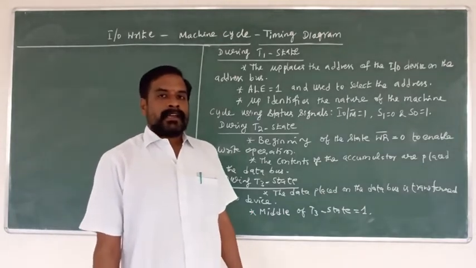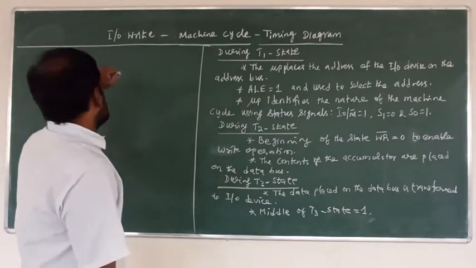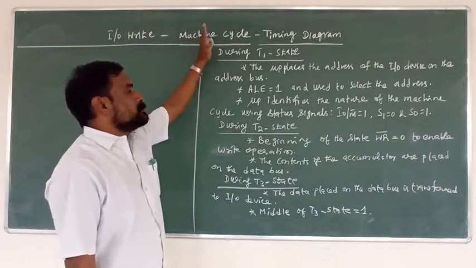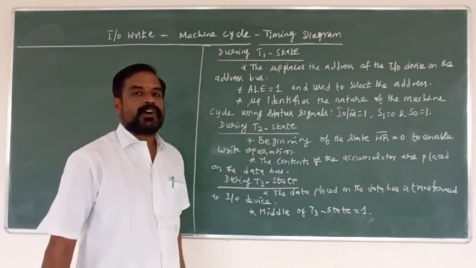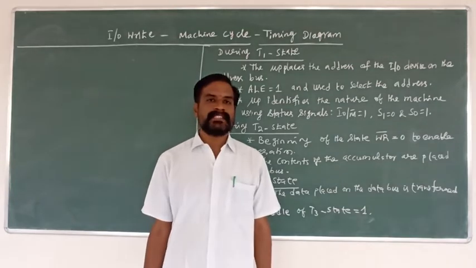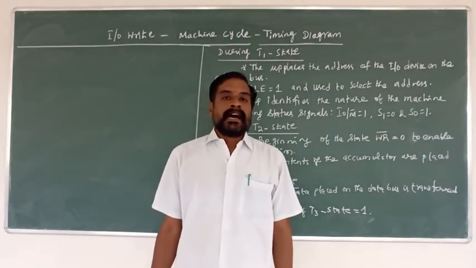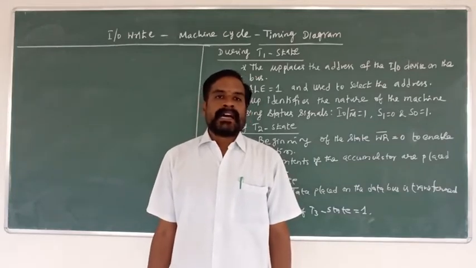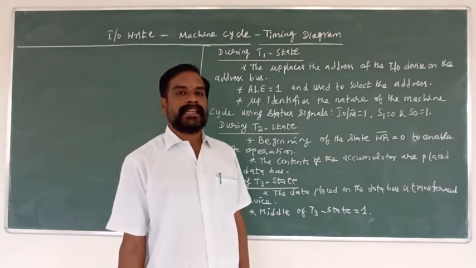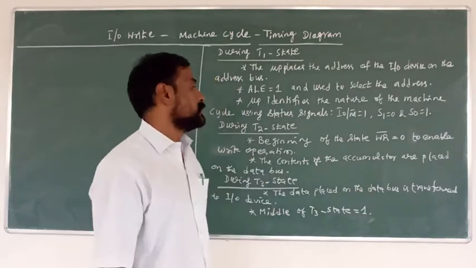Today we will discuss the timing diagram for the input output write machine cycle. Here, input output write means to write the data to the output devices. For that it requires three T states, T1, T2 and T3.